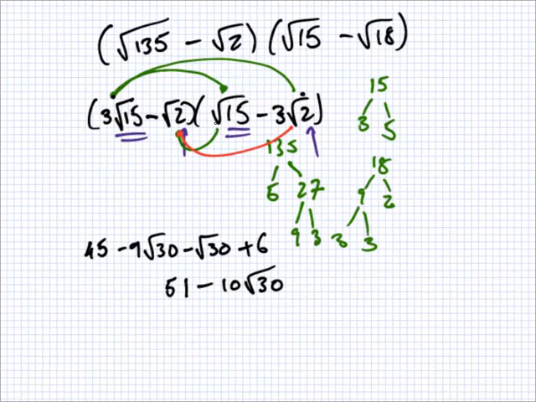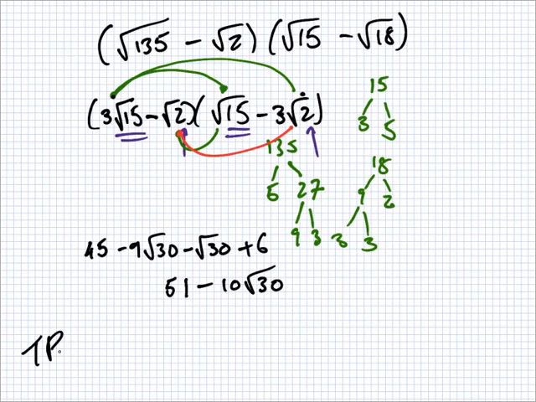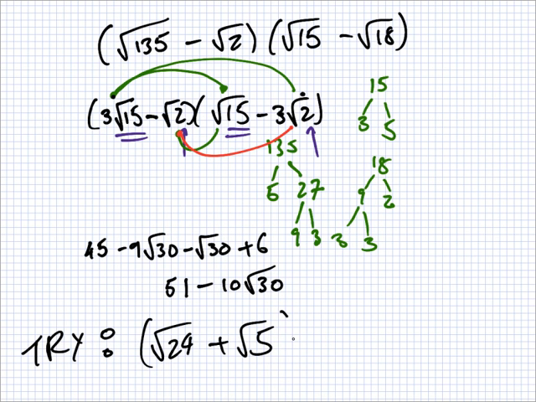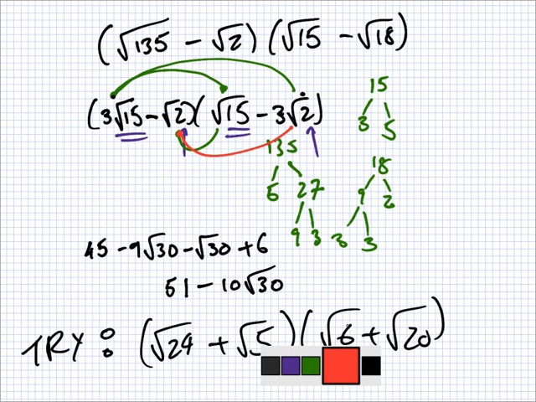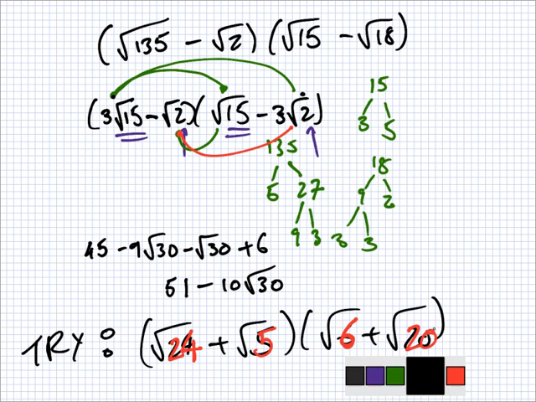So once you write that down, I think I should have you try one. I want you to try root 24 plus root 5 times root 6 plus root 20. So that's a 6, and that's a 24, 5, and 20. Once you write that down, try that example. See if you can get it.